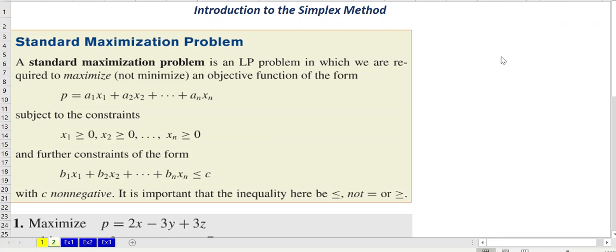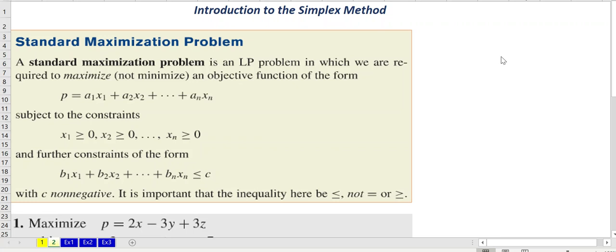bit more algebraic. There are three different types of problems we're going to be looking at: standard maximization problems, standard minimization problems, and then non-standard max and min problems. Today we're just going to look at standard maximization problems.